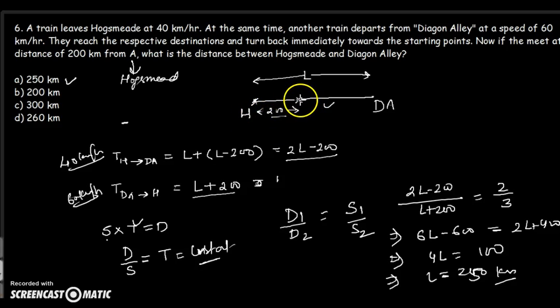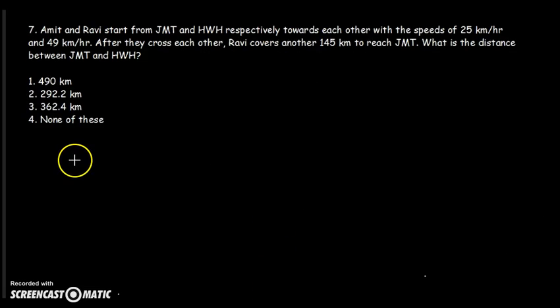So the time is the same because they meet at a point. Since the time is the same, the speed ratio will be equal to the distance ratio, and the distance we can calculate as 2L minus 200 for one train and L plus 200 for the second train. Solving the equation, we will get 250 km as the distance between Hogsmeade and Diagonally. Hope you understood this. Let us attempt the next question.